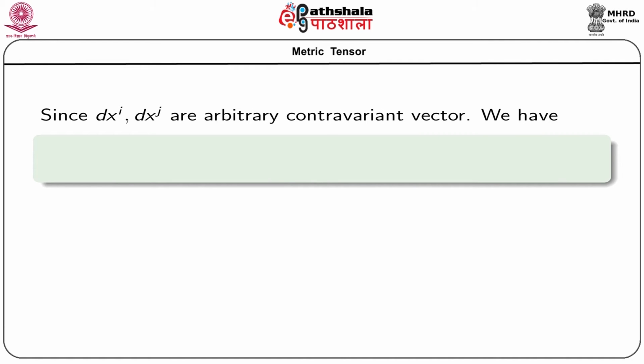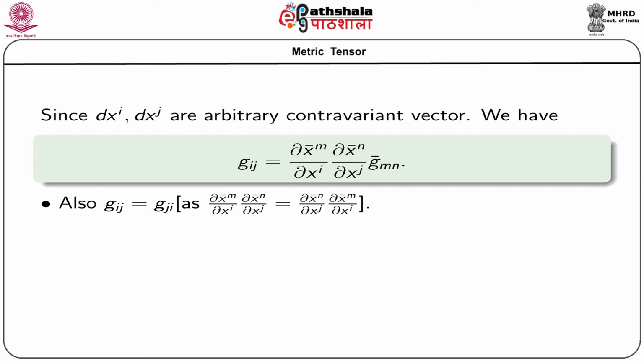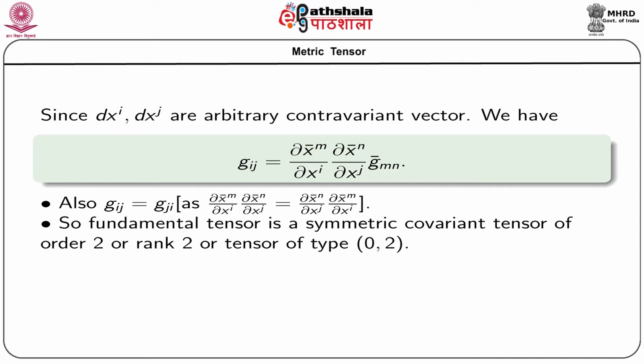Now, since dxi dxj are arbitrary contravariant vectors, they are not equal to 0, and therefore we have Gij equals ∂x̄m/∂xi ∂x̄n/∂xj ḡmn, which is the transformation law for a covariant tensor of rank 2. Also, the partial derivatives commute, so we can say that Gij equals Gji. That means Gij is a symmetric covariant tensor of order 2, or rank 2, or it is a tensor of type (0,2).